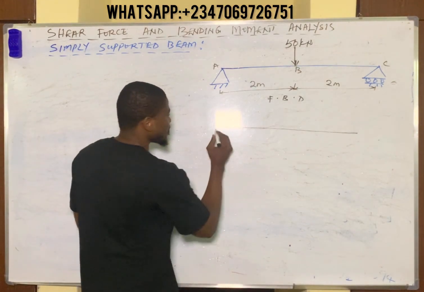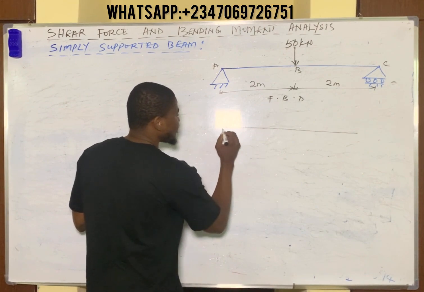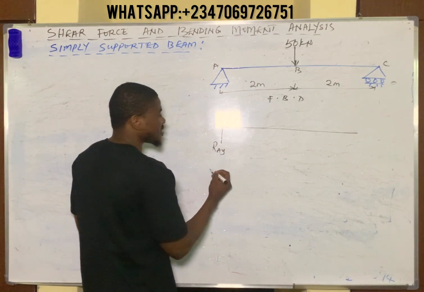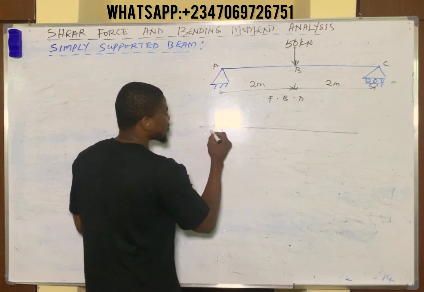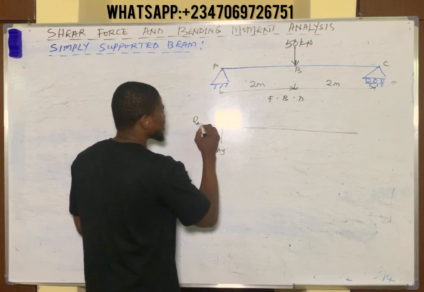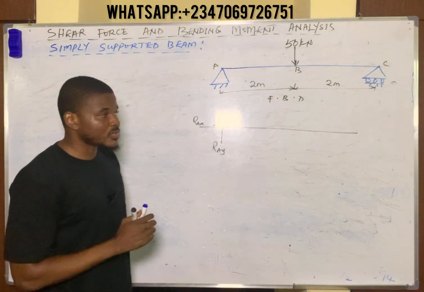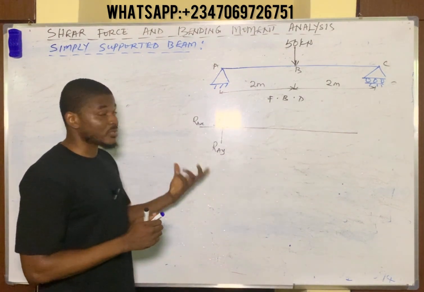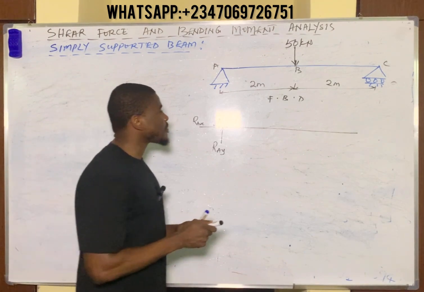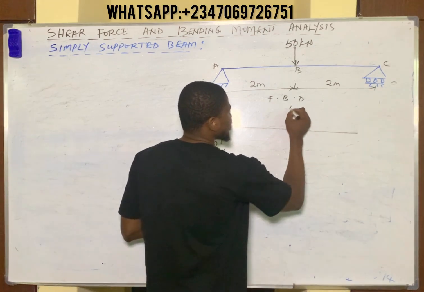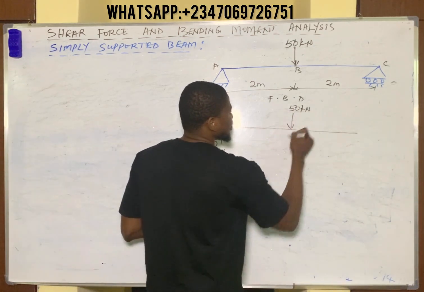So at this point where the pin support occurs, we have a vertical reaction. You can simply call that RAY. Y indicates vertical. Then we have a horizontal reaction. You can simply call that RAX. So X there simply means horizontal. And A simply means point A or joint A. Now at point B we have a 50 kilonewtons force acting down there. So you indicate that 50 kilonewtons.